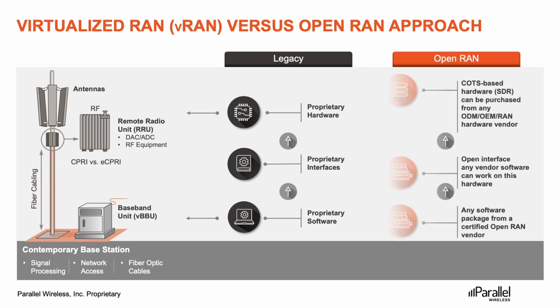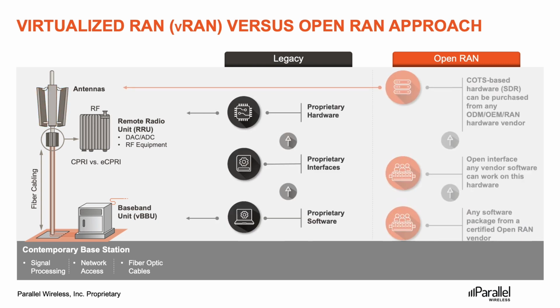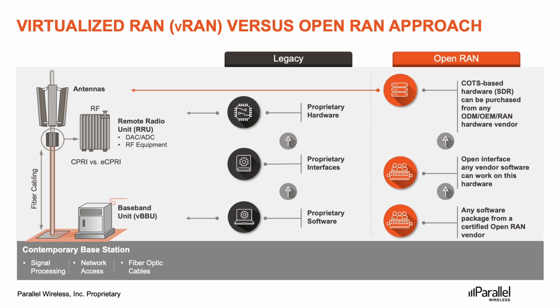Open RAN, on the other hand, is all about generic predefined interfaces between different building blocks that together comprise the Open RAN solution. These building blocks are known to us as the radio unit, the RU, the distribution unit, the DU, the centralized unit, the CU, and the radio interface controller, which is the RIC.